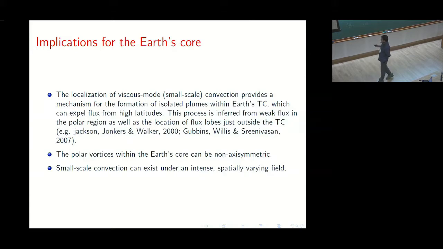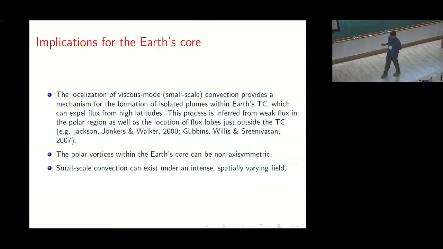Now, there are other observational constraints also which seem to agree with this. Look at the polar region. From observations, the magnetic flux is very weak there, and the flux lobes are concentrated just outside the tangent cylinder. So it's very likely that convection within the tangent cylinder is dominated by one or two isolated plumes, which are actually generated by this mechanism. And the polar vortices within the Earth's core can therefore be non-axisymmetric, as opposed to the classical non-magnetic theory, which predicts that they will be axisymmetric.